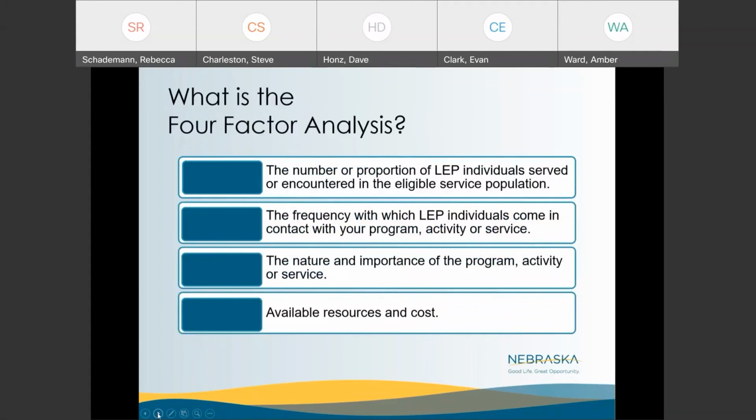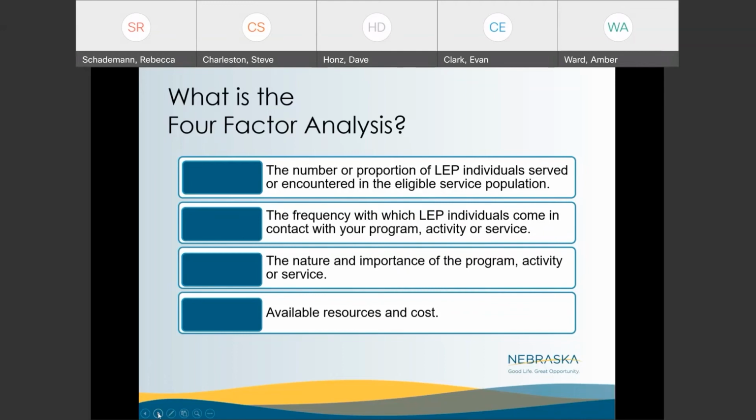So let's talk about what is the 4-factor analysis. Well, it contains 4 main questions. The first one is the number or proportions of LEP individuals served or encountered in the eligible population. The frequency with which LEP individuals come in contact with your program, activity, or service. The nature and importance of the program, activity, or service. And then what are the available resources and cost?